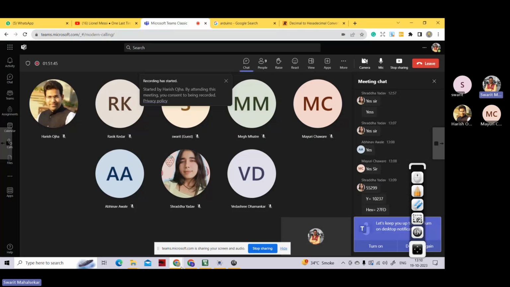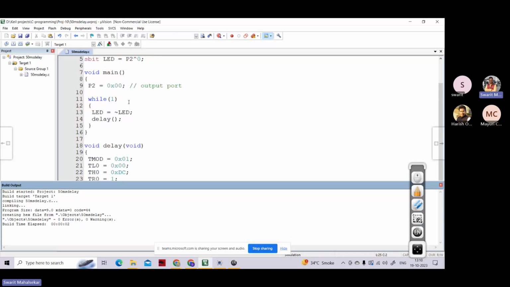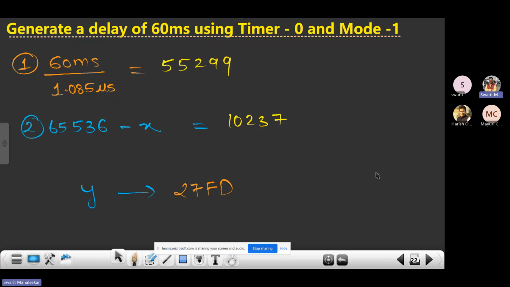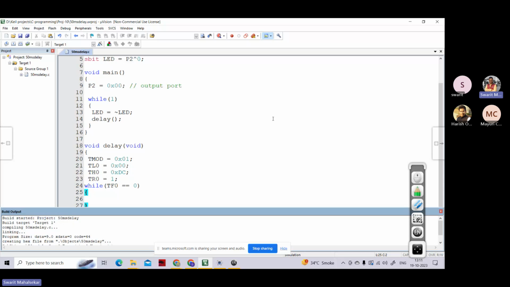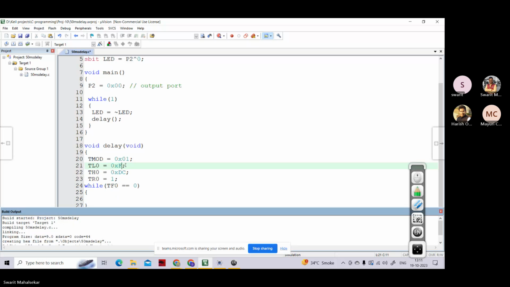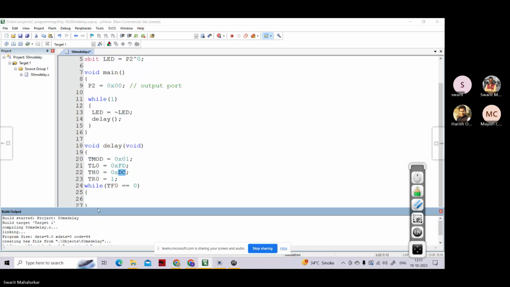Great. Now let's see how exactly we are going to perform this. The entire program will remain as it is; we are just going to make changes over here. We are going to put FD in TL0 and 27 in TH0. So in TL0 I'll put FD, and in TH0 I'm going to put this 27.